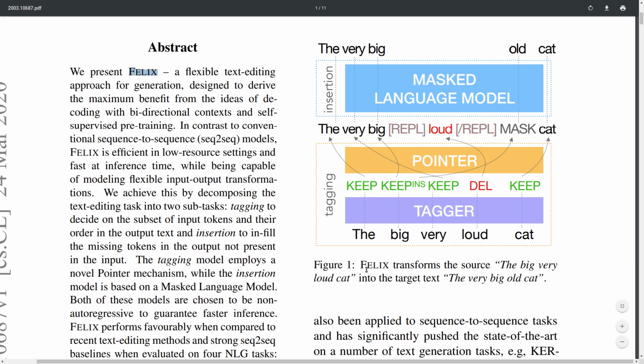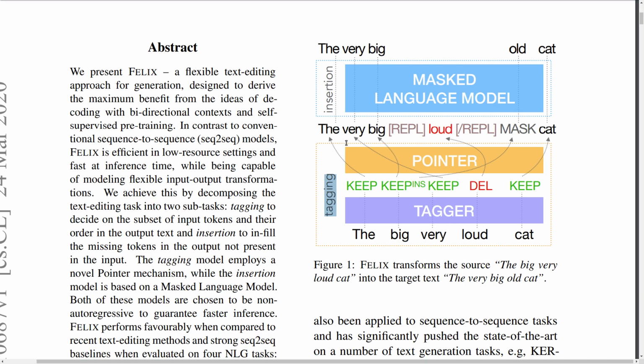So if we go into the details of this Felix method, here we have a picture which illustrates how this works. There are two components to get this going. The first model is a tagging model, which takes the input sentence, the big very loud cat, and assigns a sequence of tags to this sentence, either keeping the words, for example, the is still in the target output sequence, so we're going to keep it, or assigning, for example, a delete token, which will force the model to remove the word loud in subsequent steps.